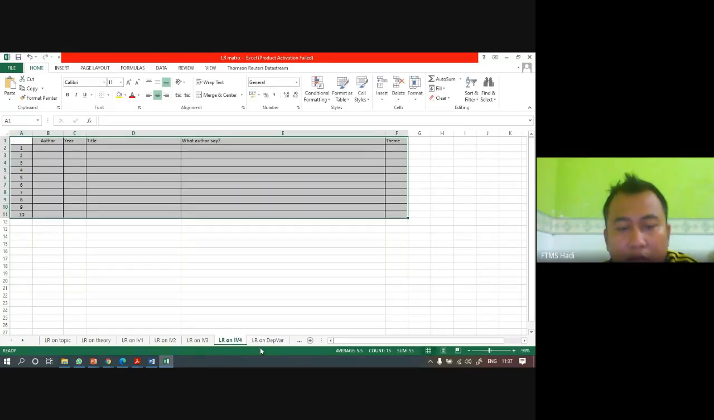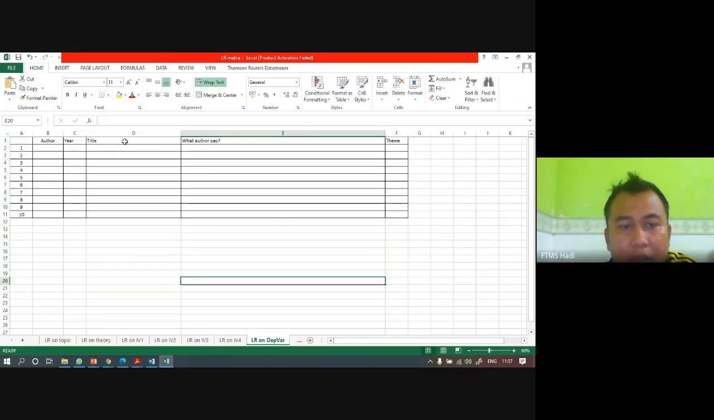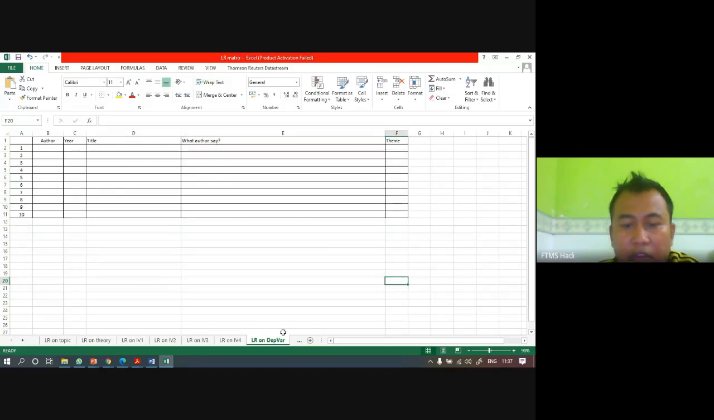Yeah, okay. This one is the dependent variable. Okay, and then that's it. It depends how many IVs you have. If you have only 3 IVs, that means only 3. If you have 2 IVs, that means only 2. Only 2 tabs.